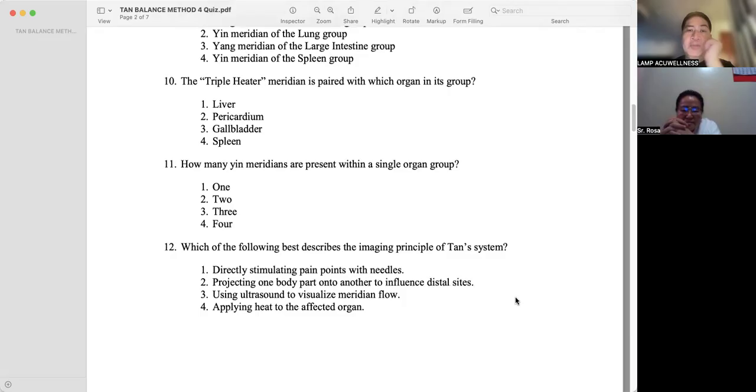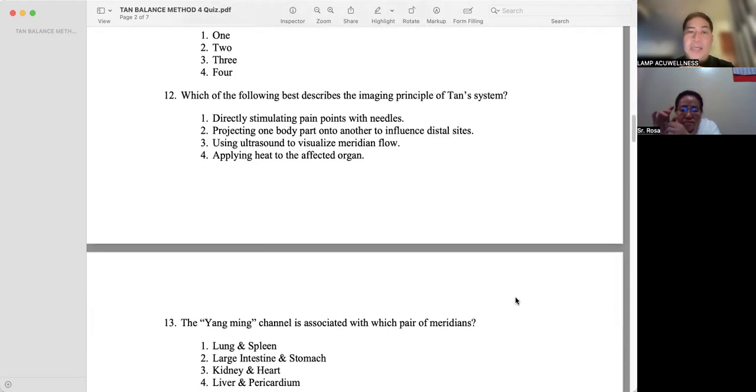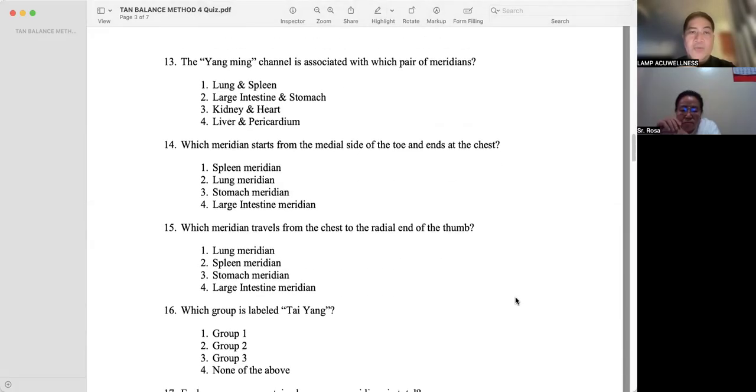The triple heater meridian is paired with which organ in its group? Gallbladder. How many yin meridians are present within a single organ group? 2. Which of the following best describes the imaging principle of Tan system? Projecting one body part onto another to influence distal sites. Yang Ming channel is associated with which pair of meridians? When Yang Ming is mentioned, large intestine and stomach.